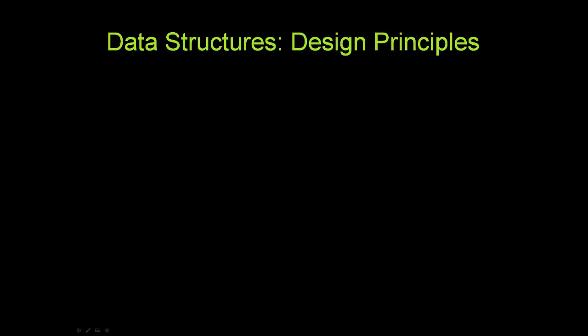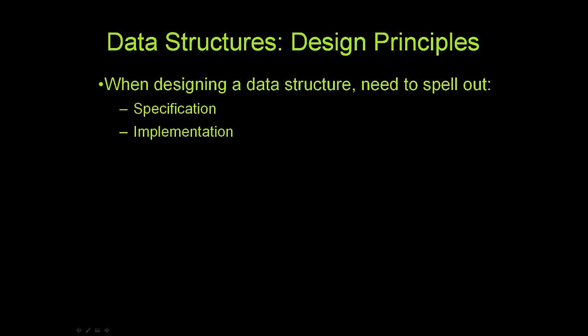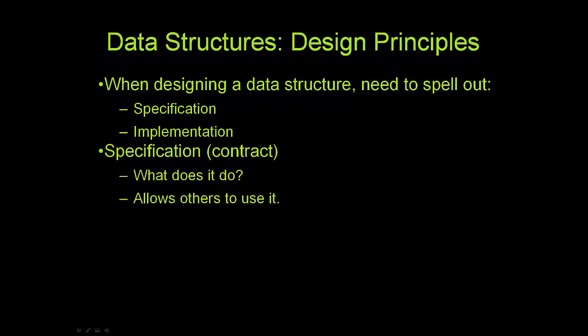Alright, now let's take a step back and look at the high-level design principles in the design of data structures. When designing a new data structure, we need to spell out two things: the specification as well as the implementation. The specification is like a contract, so it tells the users of a data structure what it does, and it allows other people to use it.